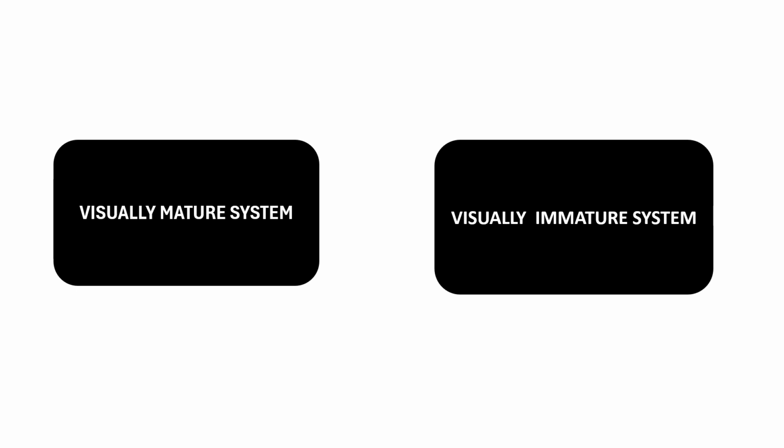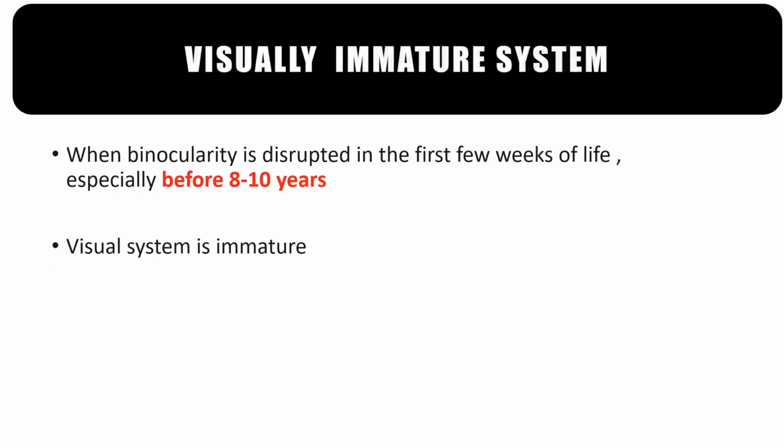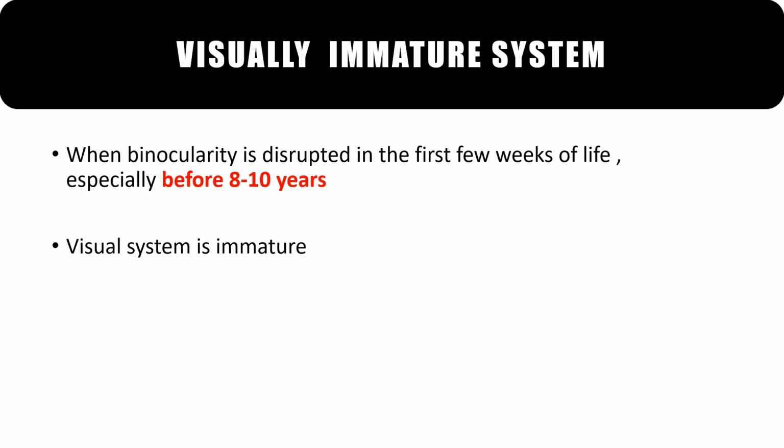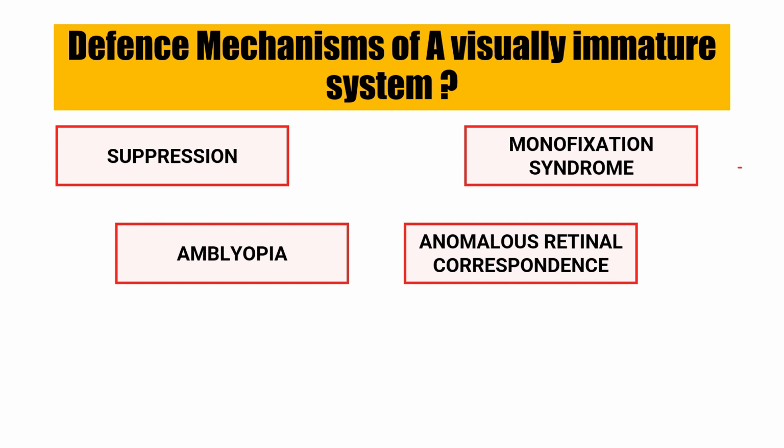Now, let us talk about the sensory adaptations that are seen in a visually immature system. So, what do I mean by visually immature system? Basically, when binocularity is disrupted in the first few weeks of life, especially before 8 to 10 years, then the visual system is immature, and the sensory adaptations or the defense mechanisms of a visually immature system are basically suppression, anomalous retinal correspondence, amblyopia, and monofixation syndrome. So let us now try to understand all of these one by one.